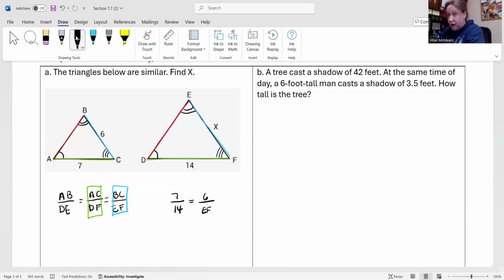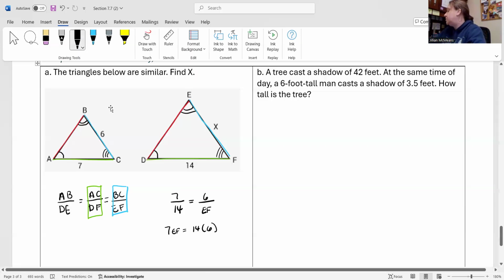Now, we know all of the ratios are equal. So if we take one where we have all of the information and set it equal to the one where we only have half the information, we can solve that ratio, or solve that proportion rather, and get the missing side. So we're going to solve. We get 7 times EF equals 14 times 6.